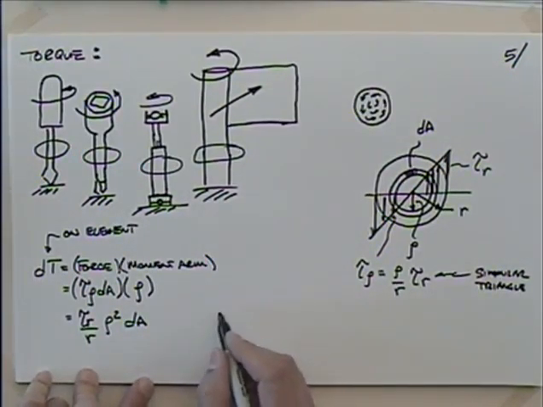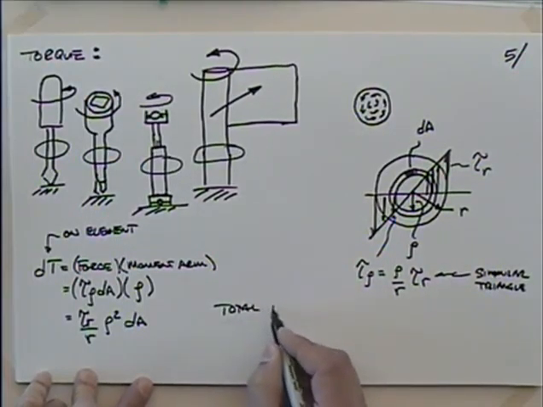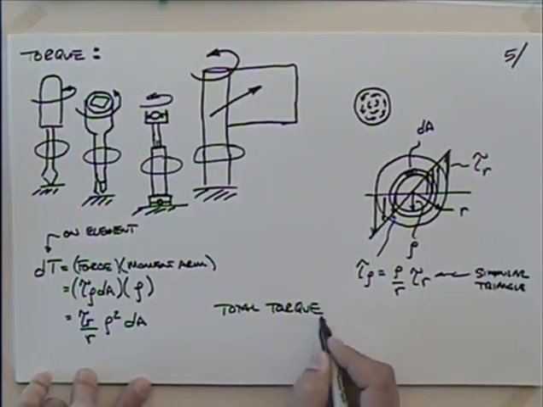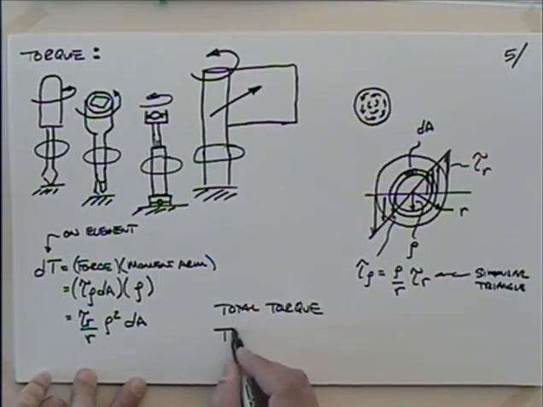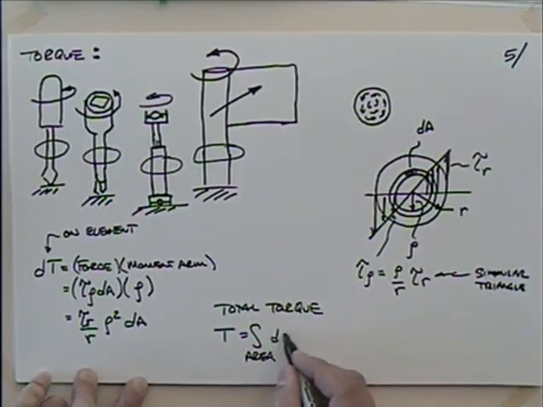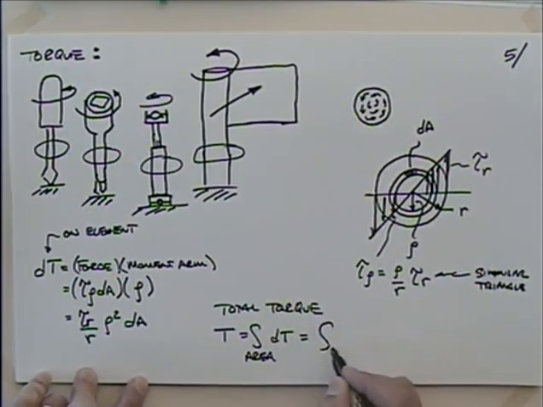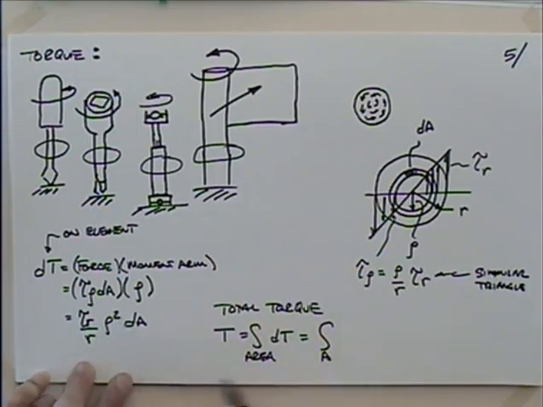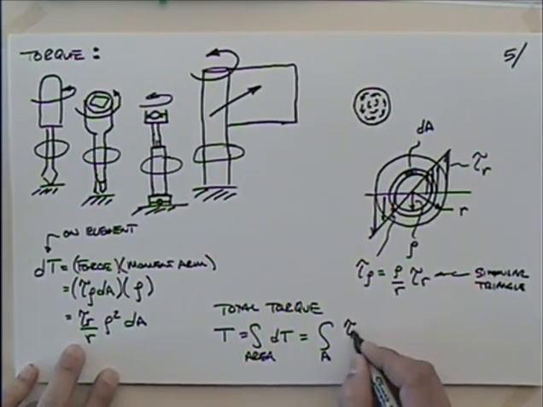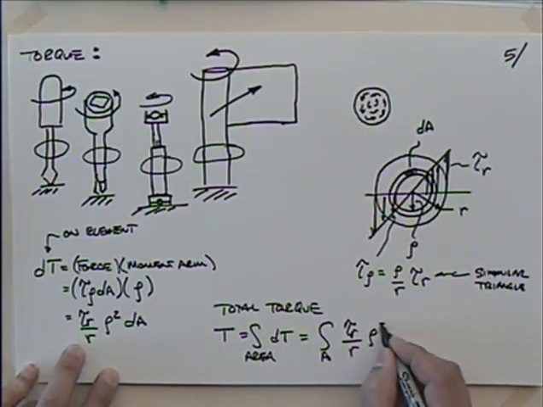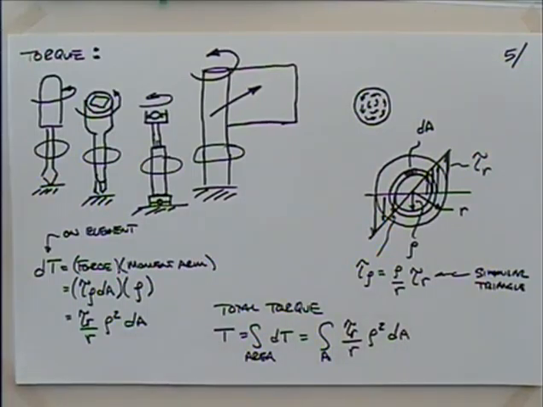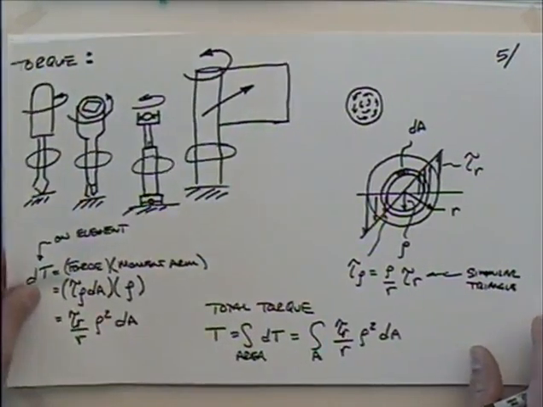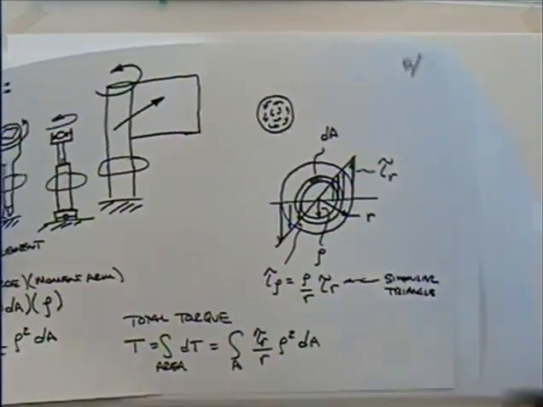If I look at the total torque, so looking at the total torque, I could say that that was T, which is going to be the integral over the area of dT, right? Yeah, we've got that. That's tau sub r divided by r times rho squared dA, right? Everyone's okay so far? Let's keep working on our derivation then.